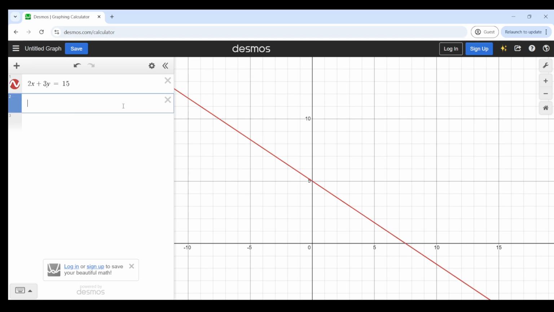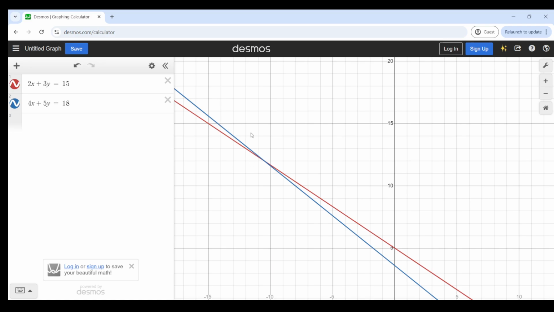Then let's say we have another equation, maybe 4x plus 5y is equal to, we'll make it something like 18. Now, as you can see, we have this red line which shows the top equation, 2x plus 3y equals 15. It's the graph for that. And then we have this bottom one, 4x plus 5y equals 18.